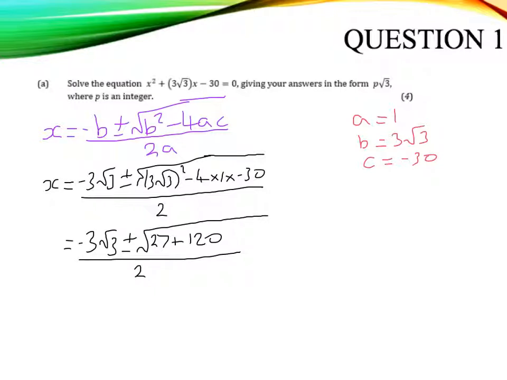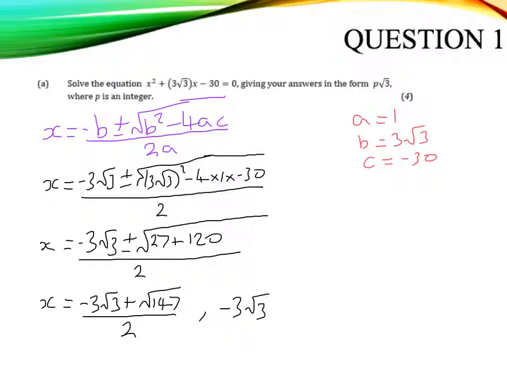So now I've got that x equals, I'll keep it tidy all the way along, x equals minus 3 root 3 plus root 147 over 2 and minus 3 root 3 minus root 147 over 2. These are the 2 different solutions I'm going to get.